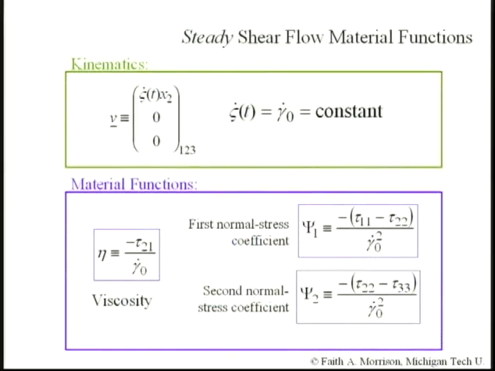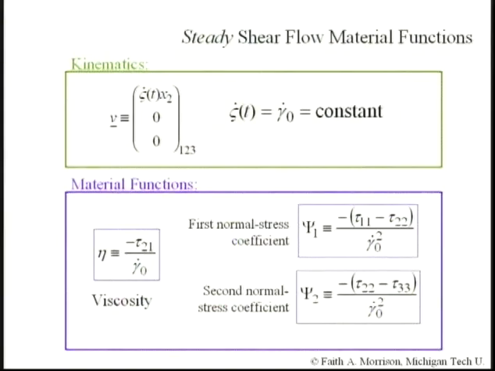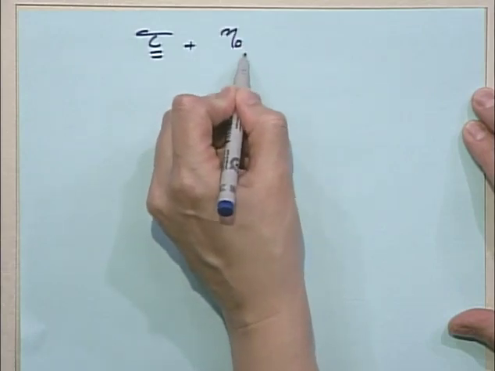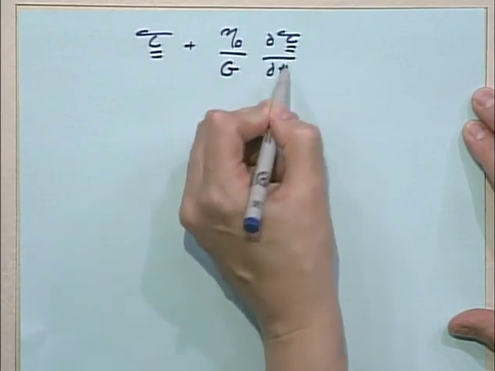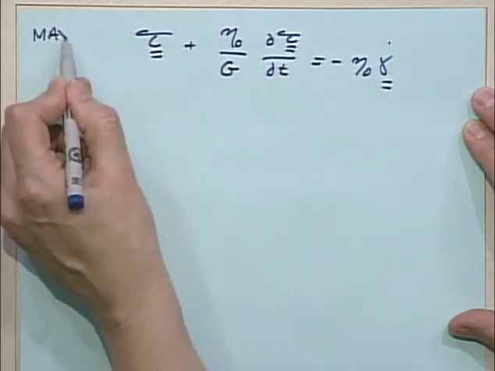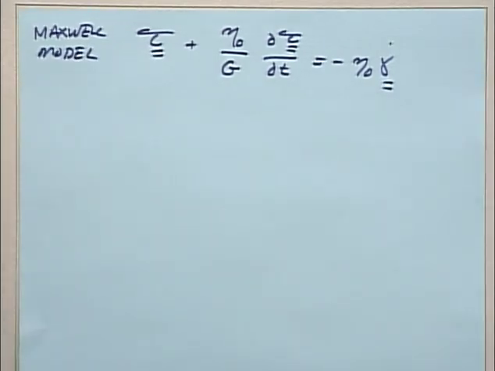Okay, so let's start with steady shear. Let's go back and pick up the equation. Well, maybe I have it on the next slide. There it is. Here's our constitutive equation. Tau plus, these are just parameters of the model so far, eta naught over G, d tau dt equals minus eta naught gamma dot. This is the Maxwell model. And we want to make predictions of material functions based on this Maxwell model.